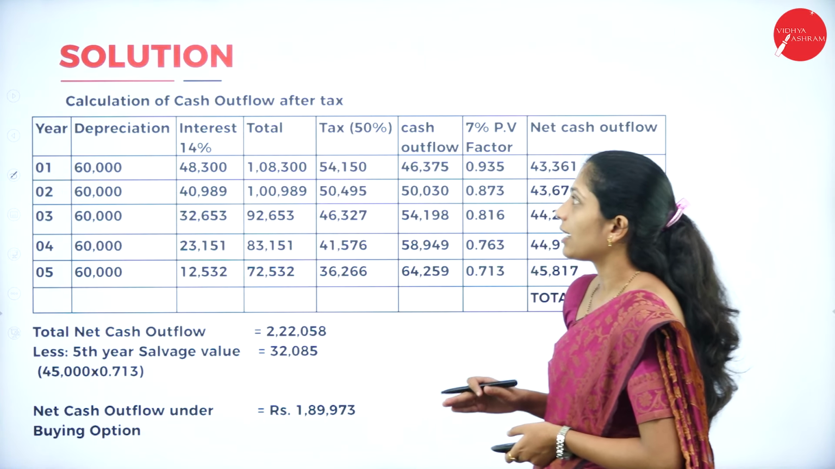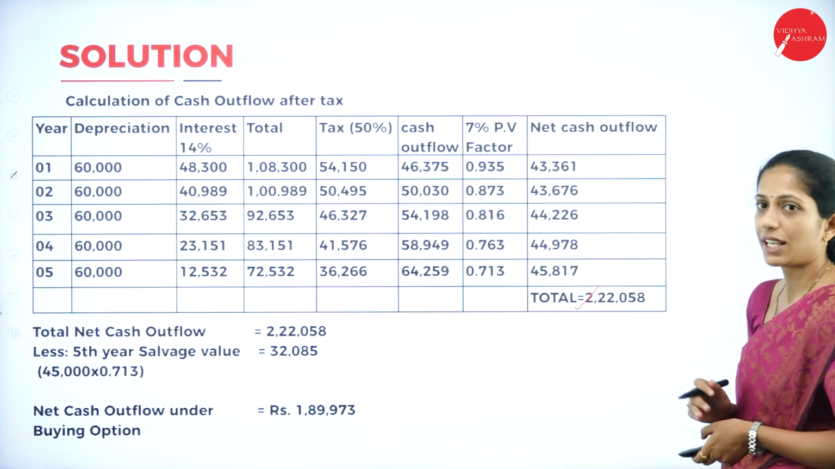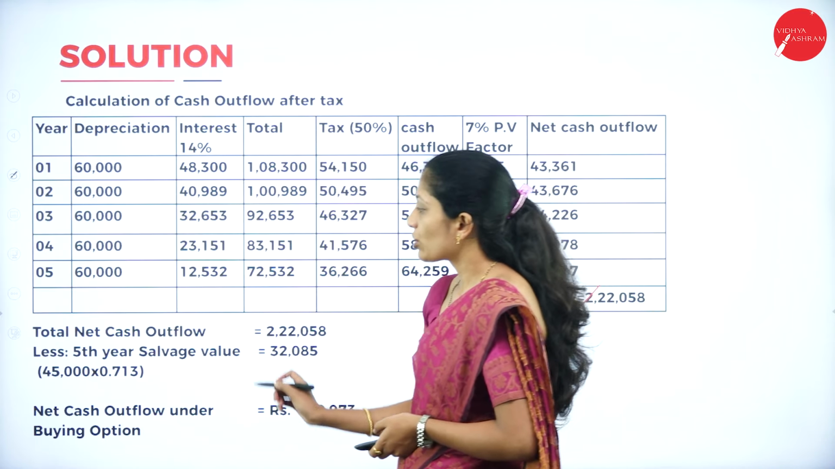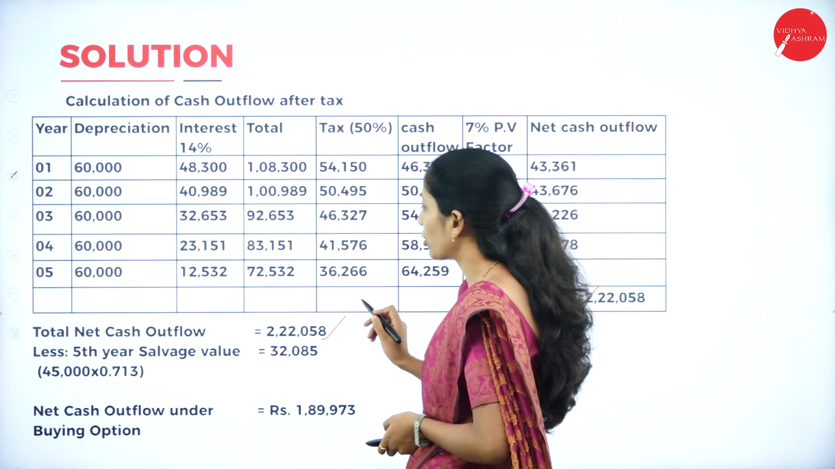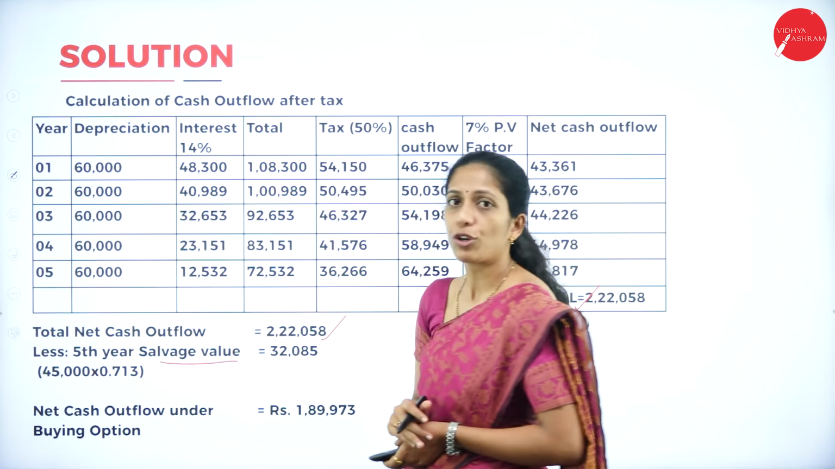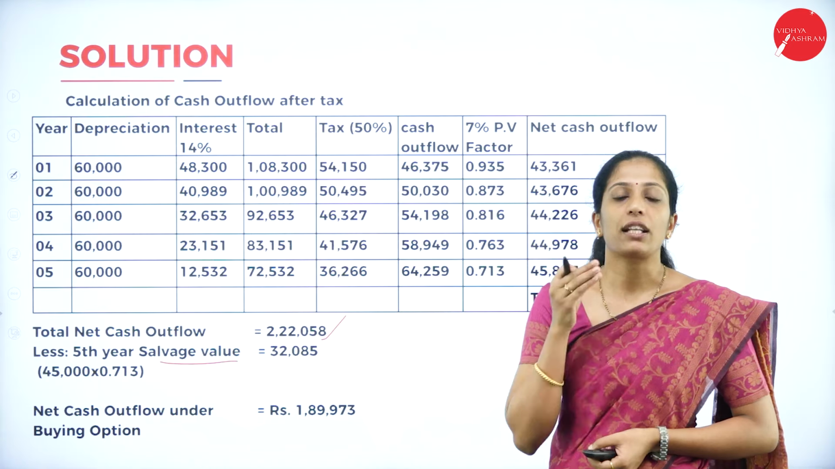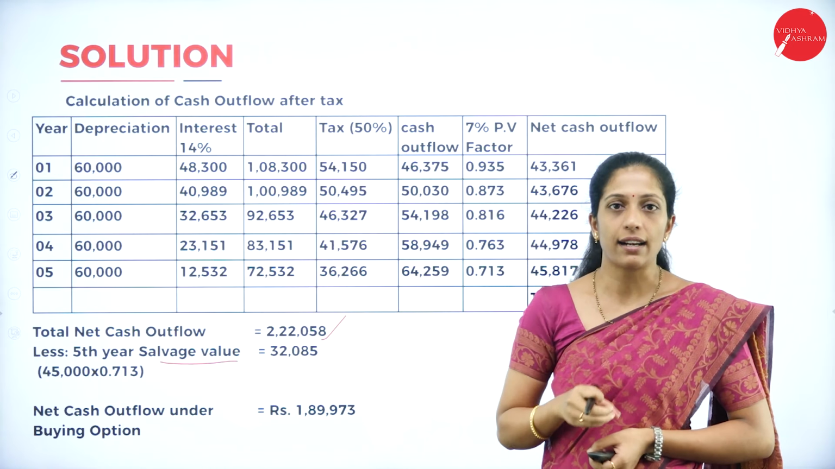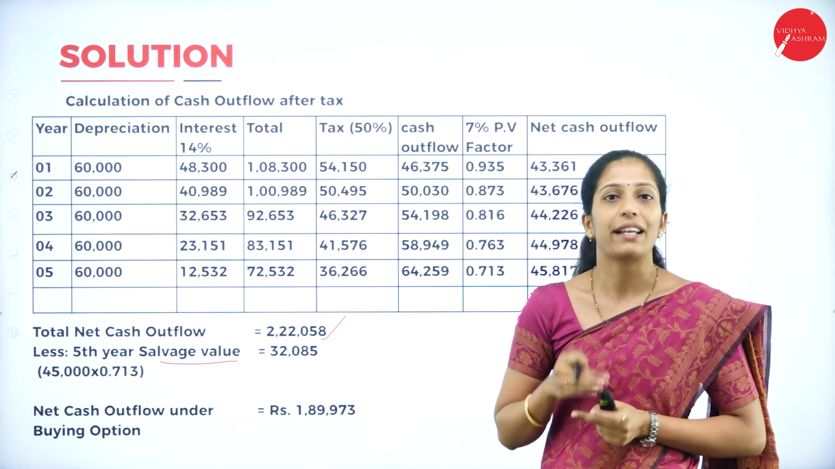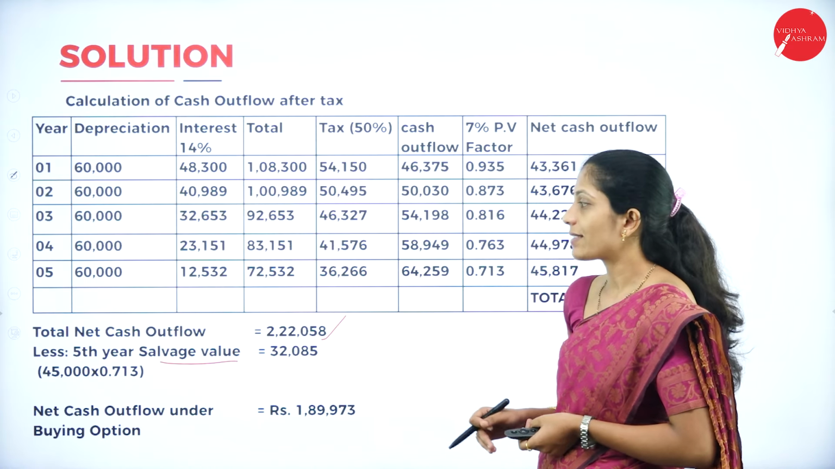Now if you see, that is the cash flow after tax. So we got 2,22,058, right? This we have already calculated. Next, the total net cash flow is how much? 2,22,058. Then less the fifth year salvage value. Now what do you mean by salvage value? The total life of the asset is 5 years. After that, what will the owner do? The owner will sell that asset. So that amount is called what? Salvage value, that is after the life of the asset. When it is sold, the value the owner gets is called salvage value.